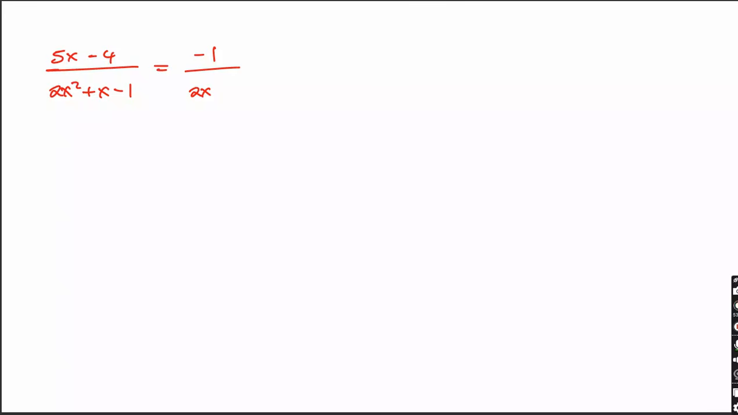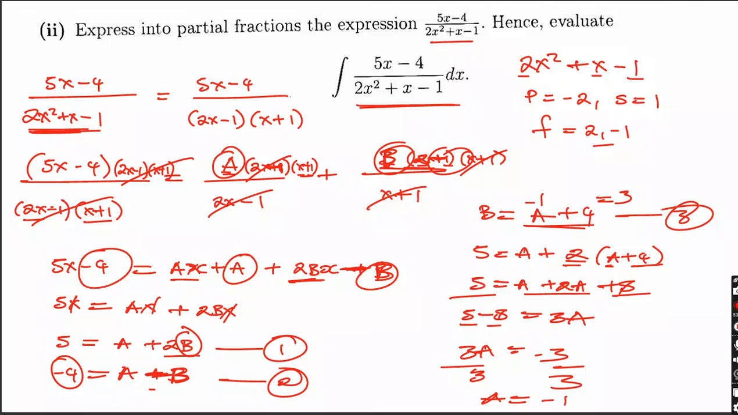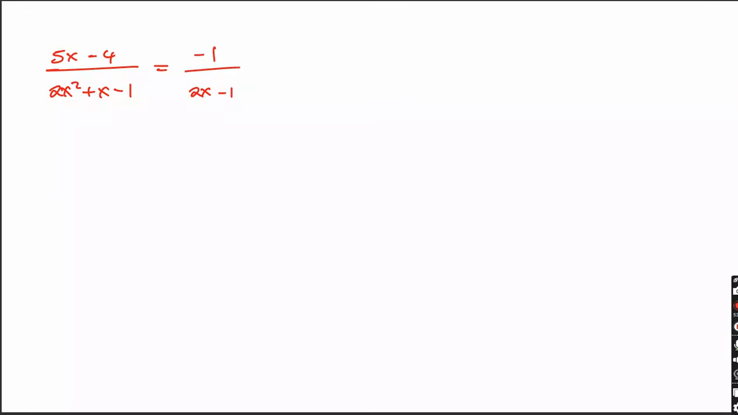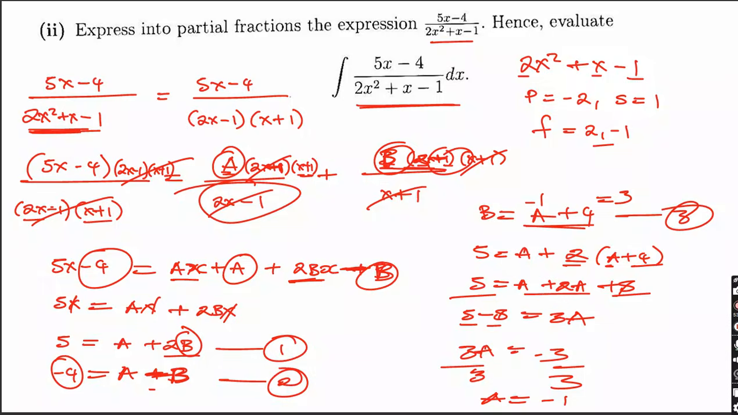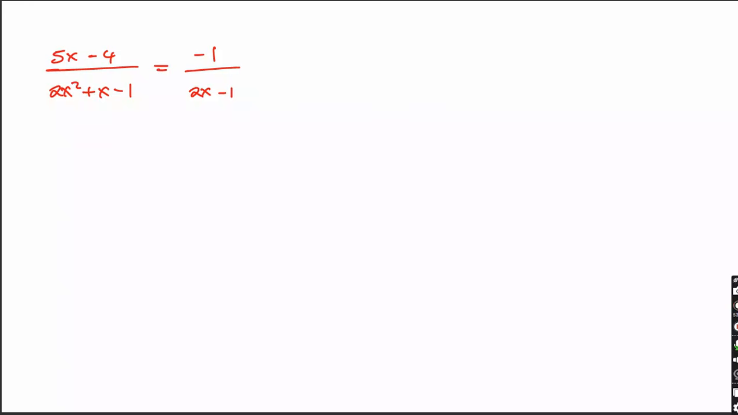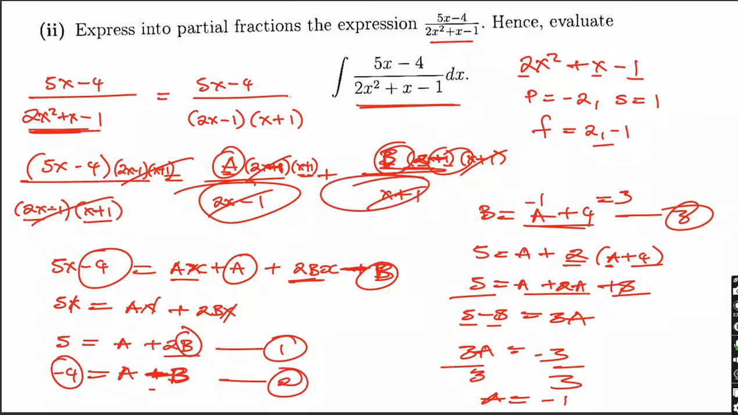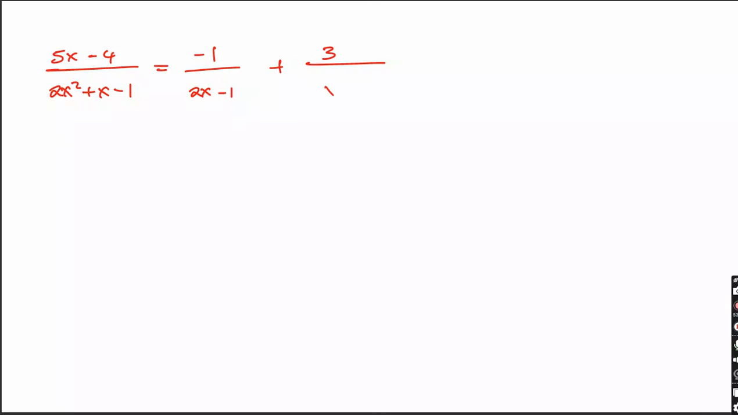It's actually 2x minus 1, not 2x plus 1. This is the same mistake which we even made before. You don't need to repeat it. It's 2x minus 1. Then we are adding the value of b, which was 3, over x plus 1 in the denominator. So that's how you write this into partial fractions. This question had 8 marks.